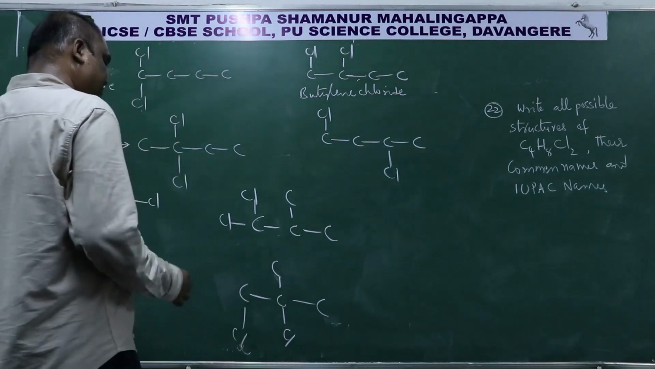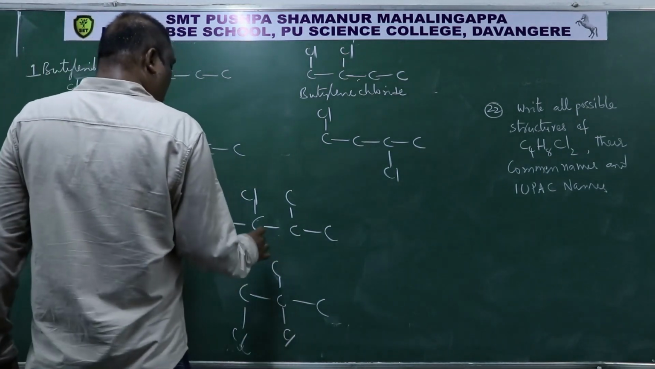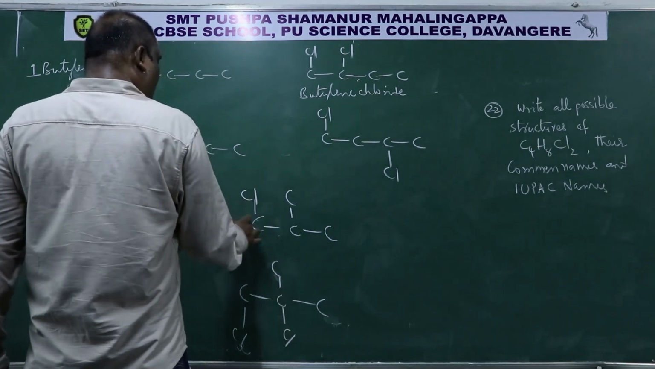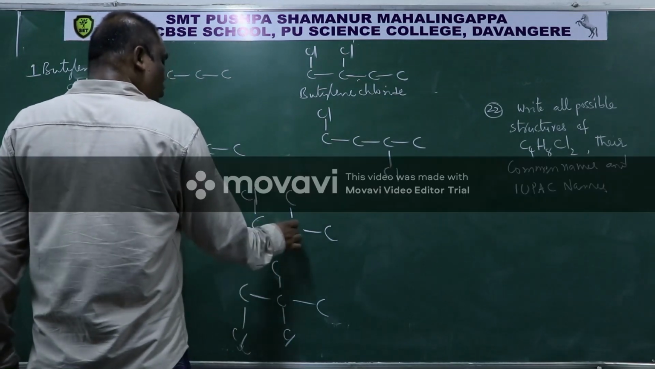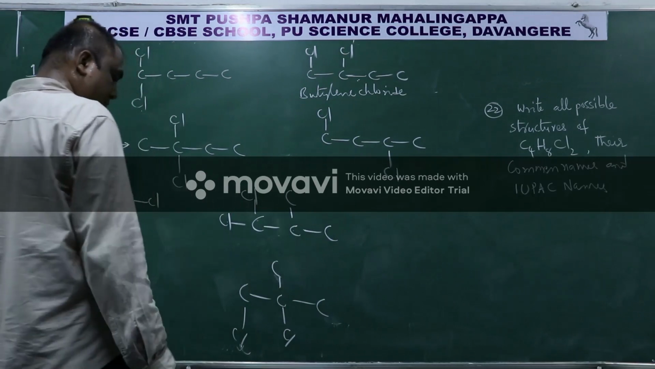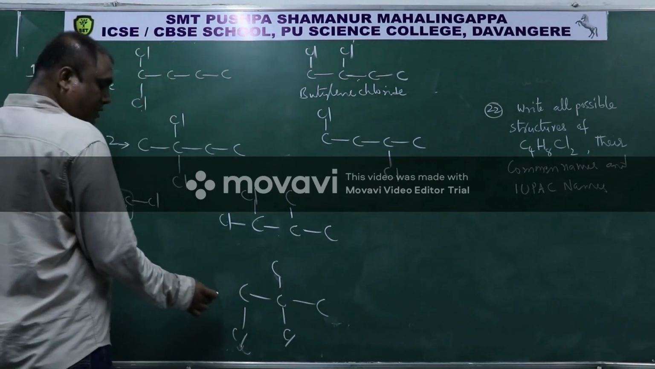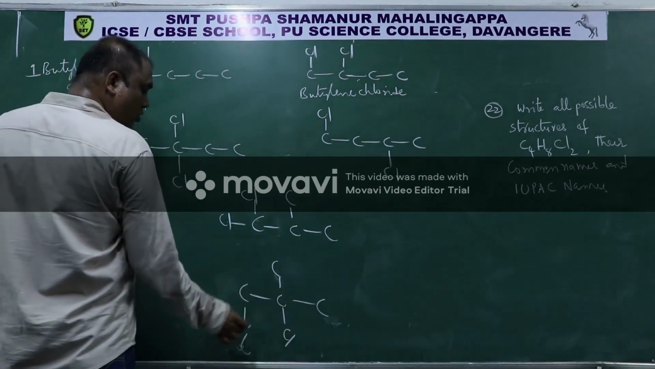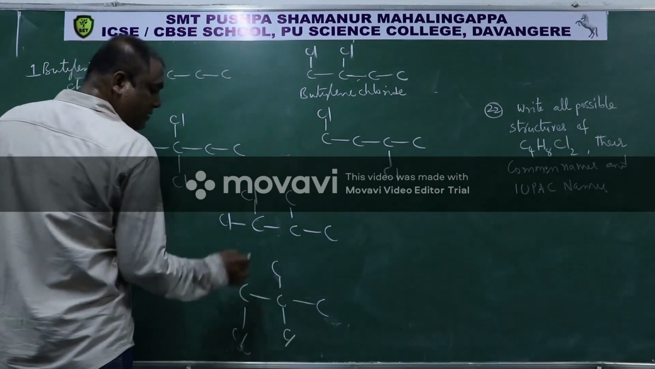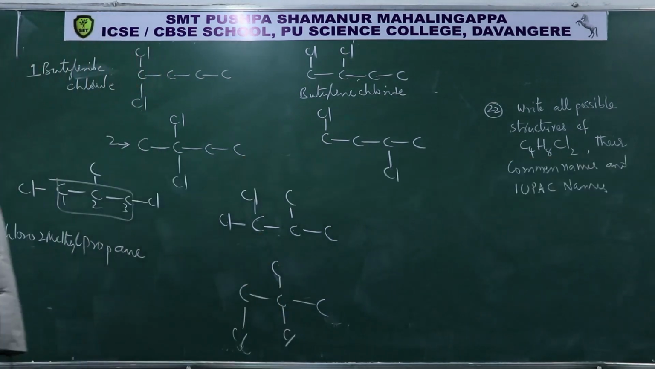Then this one, this is 1,1-dichloro-2-methylpropane. Then this is 1,2-dichloro-2-methylpropane. Like that, these are all different possible structures of C4H8Cl2 and their common names and their IUPAC names.